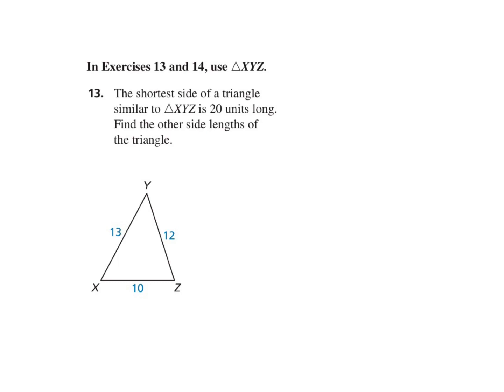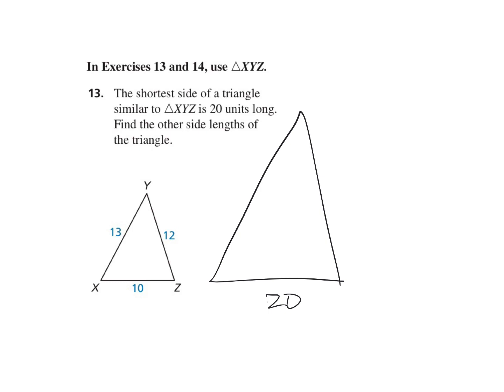13. The shortest side of a triangle similar to triangle XYZ is 20 units long. So the short side is 20 long on the new triangle. So it's bigger because the short side of XYZ is 10. I apologize for the scratchiness of my voice. Okay, that's 20. Find the other side lengths of the triangle.